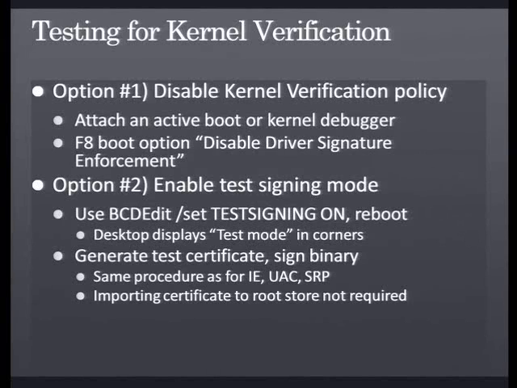So later, you may want to enable BCD edit test signing on, which turns the test signing feature on for kernel verification. In this case, you want to generate a test certificate just like you did in the last example with MakeCert, and you want to sign the binary just as you did with SignTool. However, you do not have to import the certificate into your signing machine, because in this mode, the kernel verification policy will trust any signature, not just the ones that are trusted in the machine certificate stores.